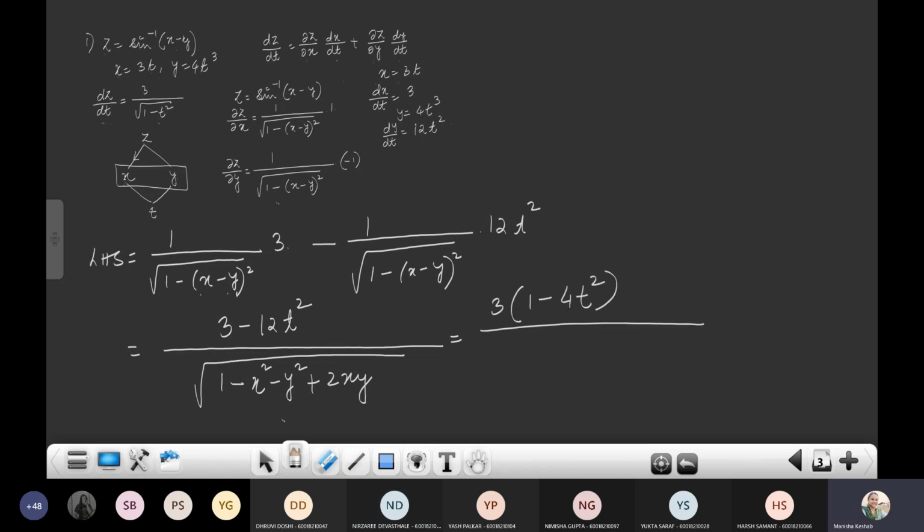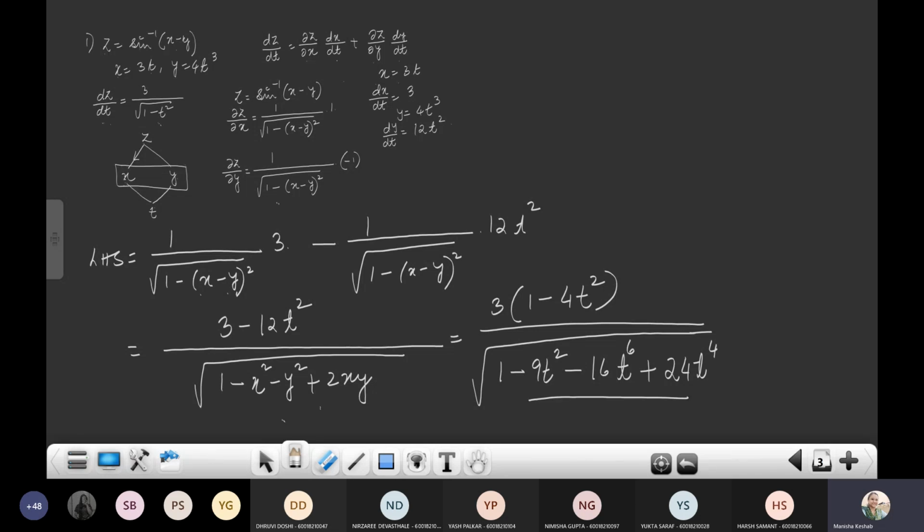Now in the denominator, we want our final answer in terms of t. So therefore, all these we need to now convert to t. So we will get 1 minus x square means 9t square, minus y square means 16t power 6, and plus 2xy. So 2xy means 12 into 2, 24, and then we will have t power.